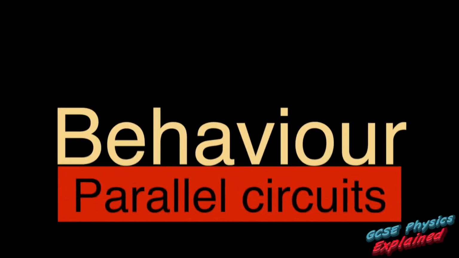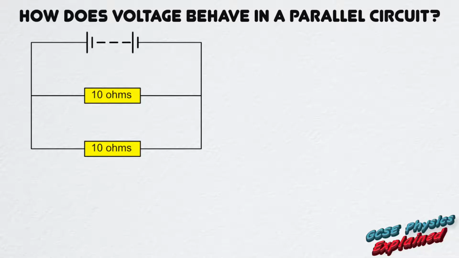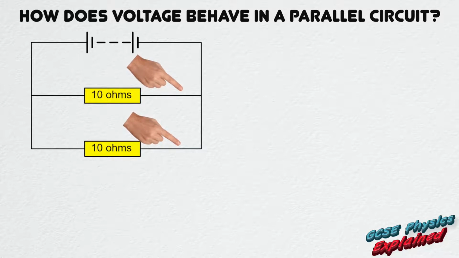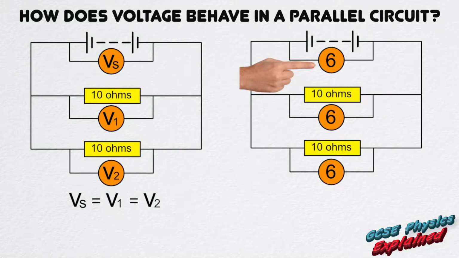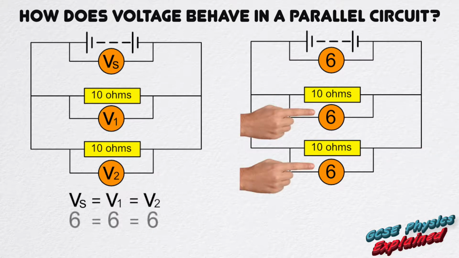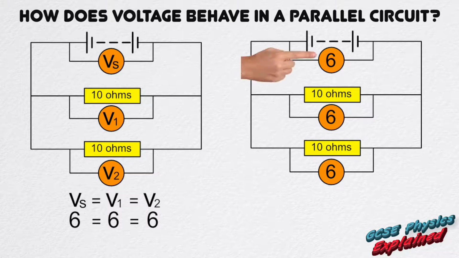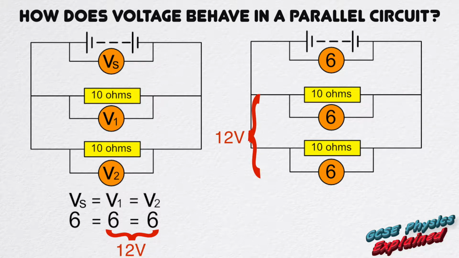How does voltage behave in a parallel circuit? Each path or branch in a parallel circuit receives the same amount of voltage as the supply voltage. So if you're using a 6-volt battery, each branch or path receives 6 volts. You'd be right to ask, how is it possible for a 6-volt battery to give out 12 volts if there's 2 paths and each path's getting 6 volts?